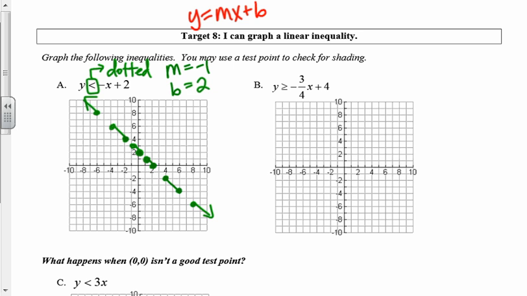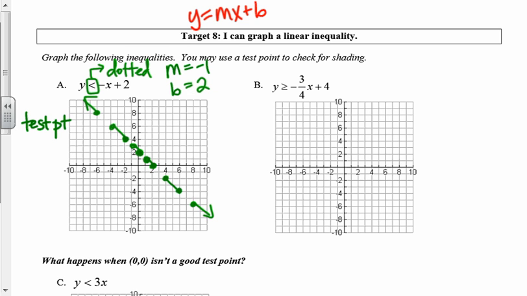Now from here we have to do some shading. Either all of our solutions lie above this line or they lie below this line. I'm going to give you two different methods to think about this. The first method is the test point method.